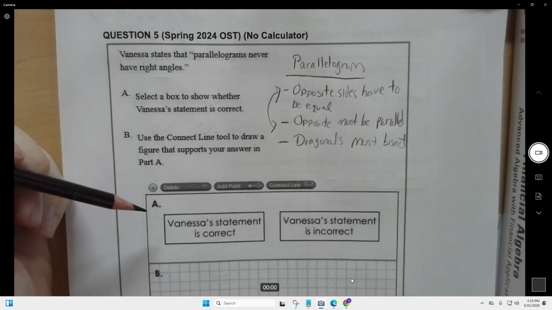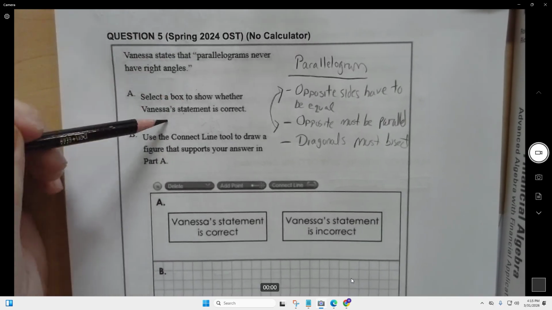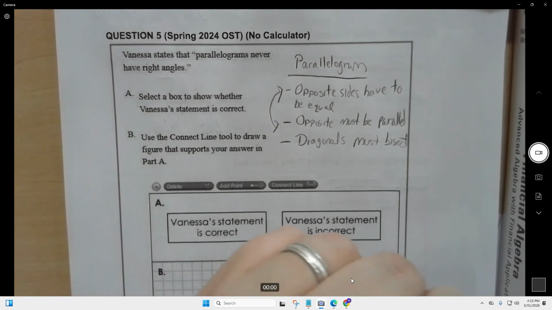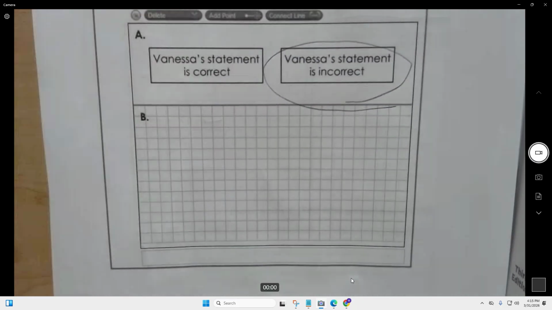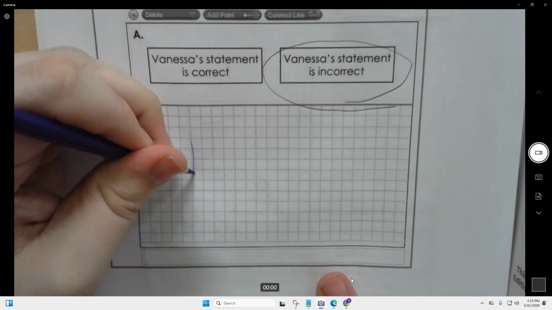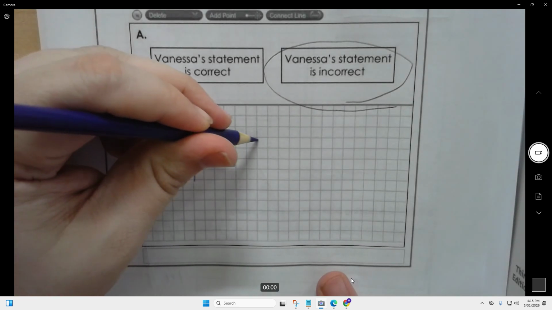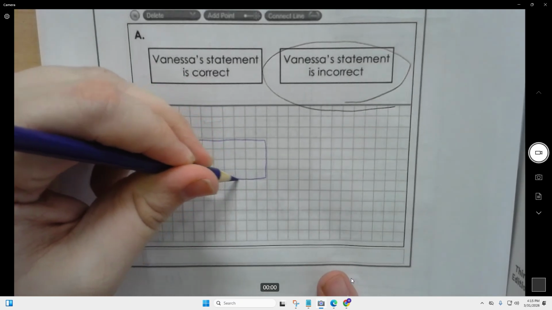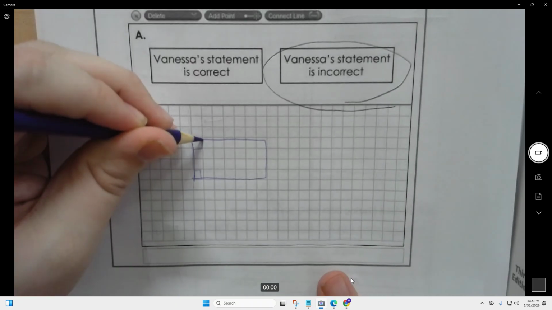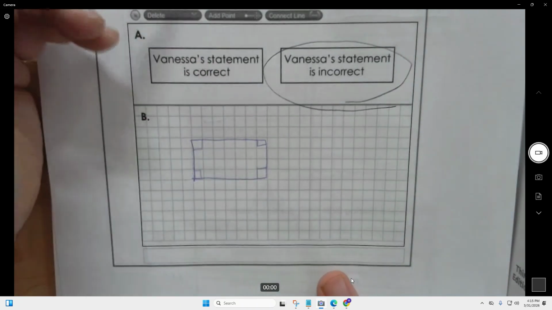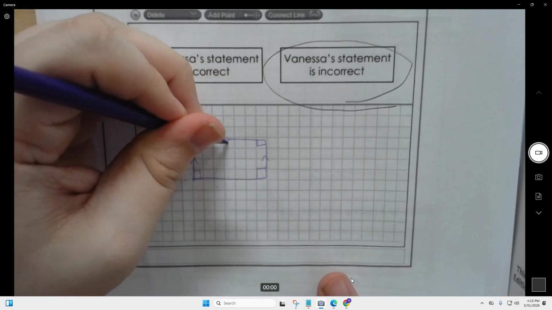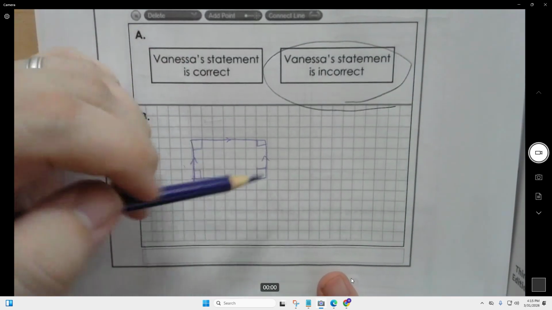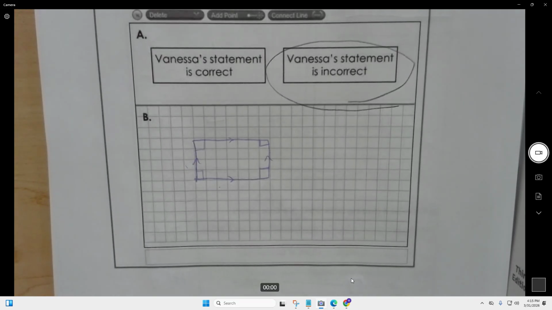Does that mean that parallelograms can never have right angles? The answer is no. Because you know a parallelogram has right angles. You just don't know it as a parallelogram. You know it as a rectangle. A rectangle, while being a rectangle, does follow all the rules of the parallelogram. Opposite sides have to be equal. They are. Opposite sides have to be parallel. They are. Your diagonals must bisect. That's something harder for you to test, but I assure you, they are.